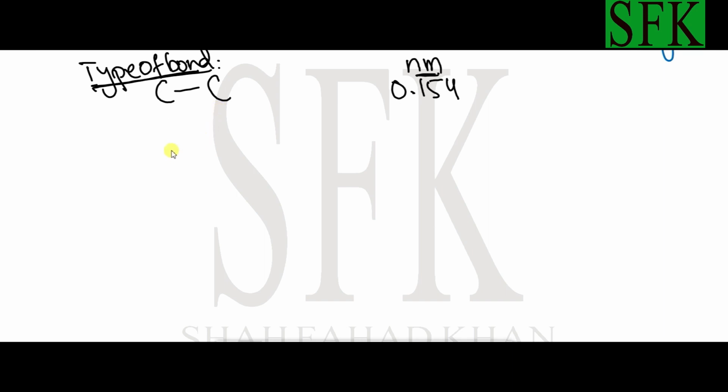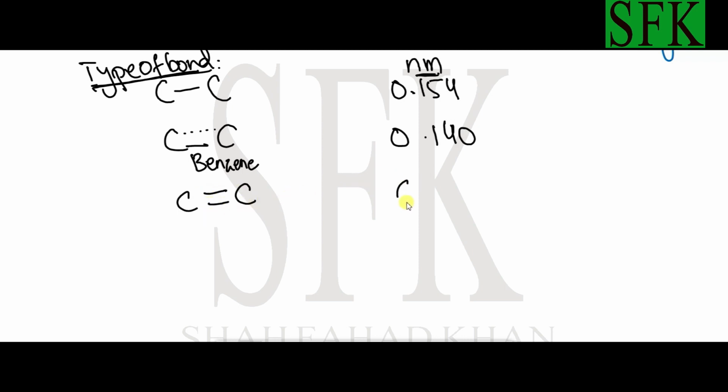Okay, carbon-carbon bond in benzene. The carbon-carbon bond in benzene is 0.14 nanometer, and the carbon-carbon double bond in normal alkenes is 0.134 nanometer. Now, from this trend, what do we observe?